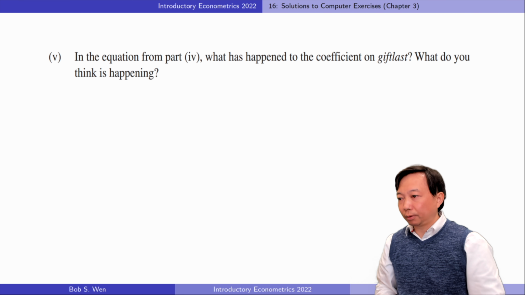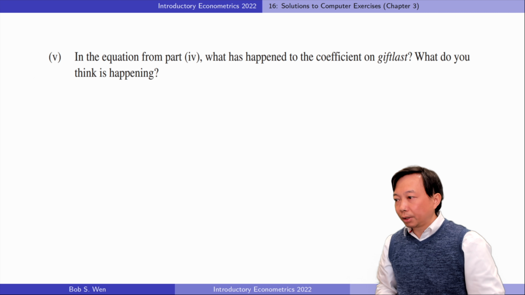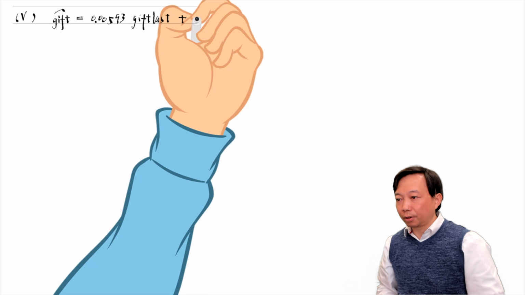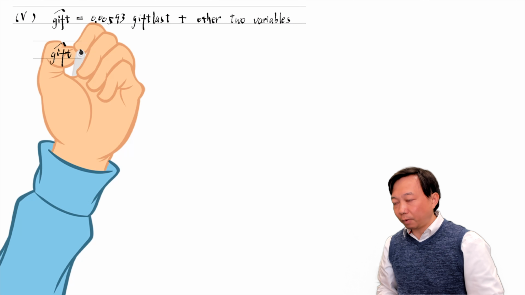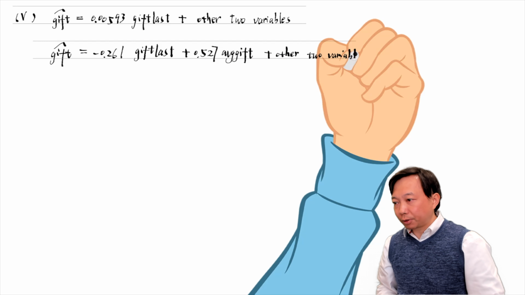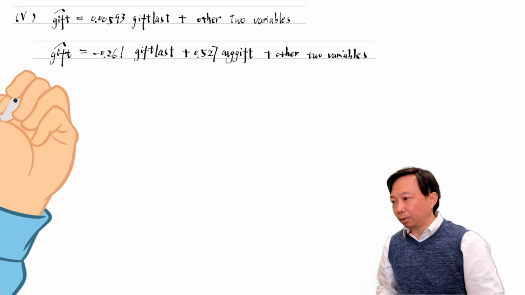For the last question, we focus on the coefficient on the variable gift lost. We find that the estimate becomes negative when the average gifts variable is added to the model. When the average of past gifts is excluded from the model, there is an upward bias. That is why the estimate changes from negative to positive.